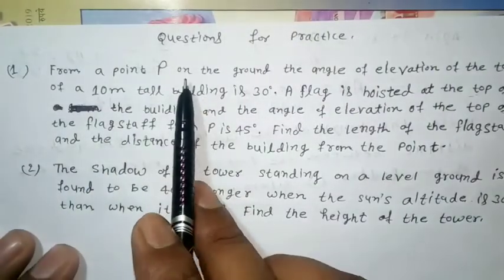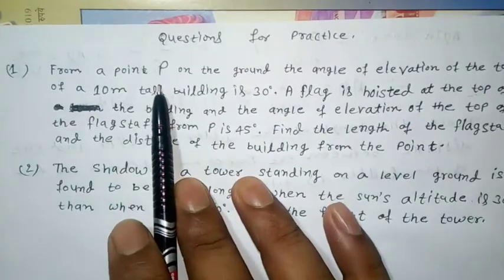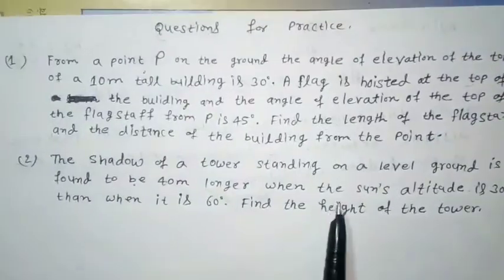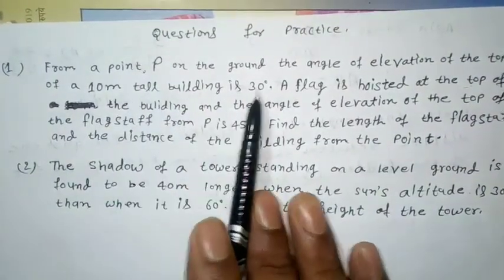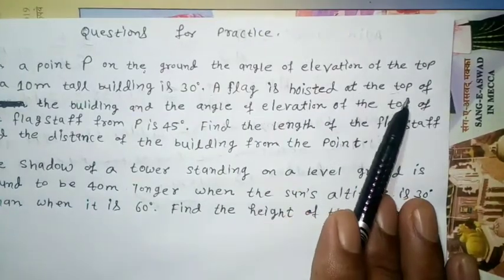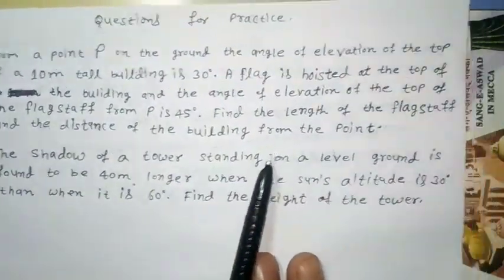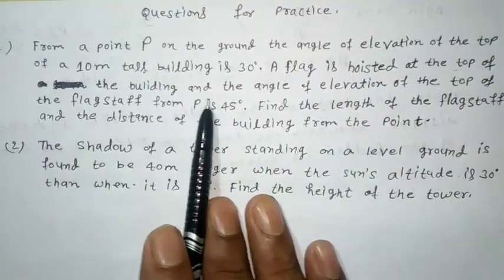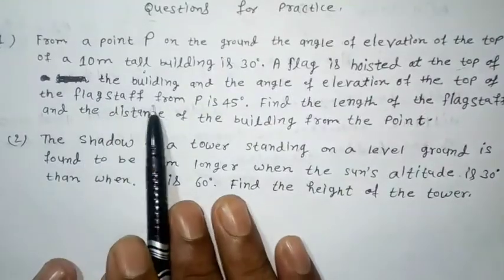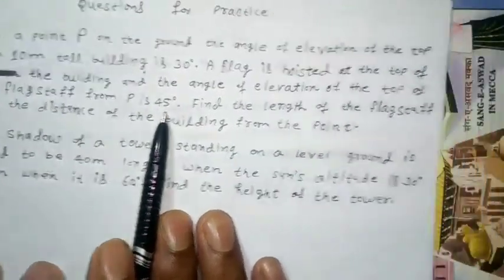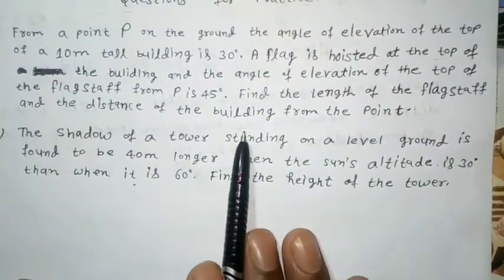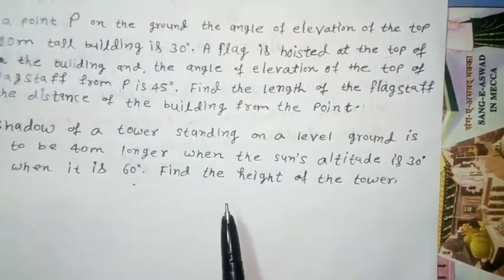First question of practice. From a point P on the ground, the angle of elevation of the top of a 10-meter long building is 30 degrees. A flag is hoisted at the top of the building and the angle of elevation of the top of the flagstaff from P is 45 degrees. Find the length of the flagstaff and the distance of the building from the point.